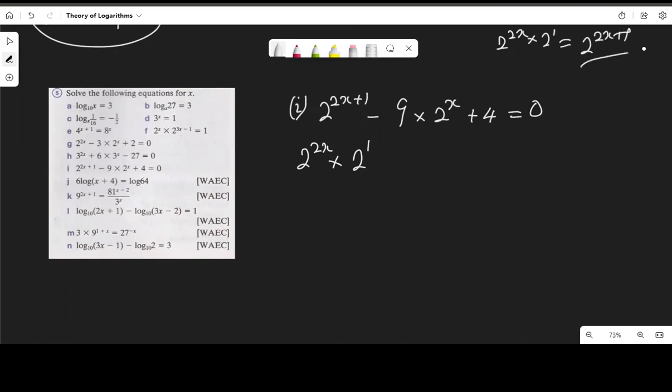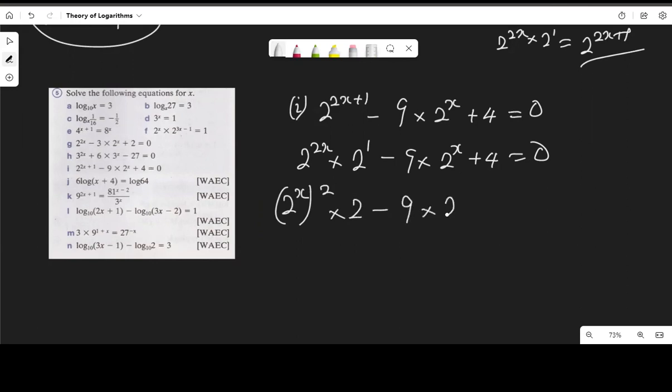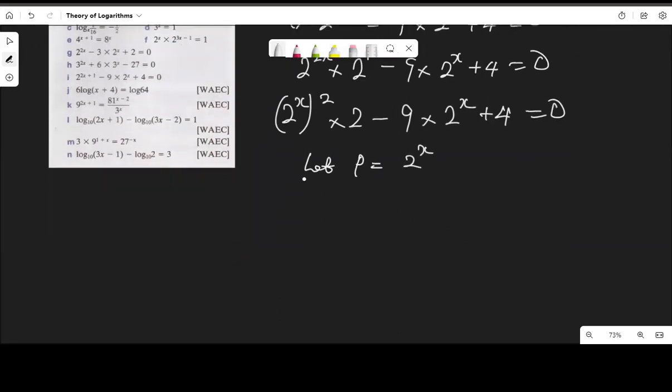So our question is in this form. I split it up to this form. Then minus 9 times 2 to the power of x plus 4 equal to 0. Now, this 2 to the power of 2x, we can still write it as 2 to the power of x, then to the power of 2, then multiply by this 2 right here, minus 9 times 2 to the power of x plus 4 equal to 0. I want to replace 2 to the power of x now, so let p be 2 to the power of x, so that anywhere I see 2 to the power of x, I'm going to replace it with p.